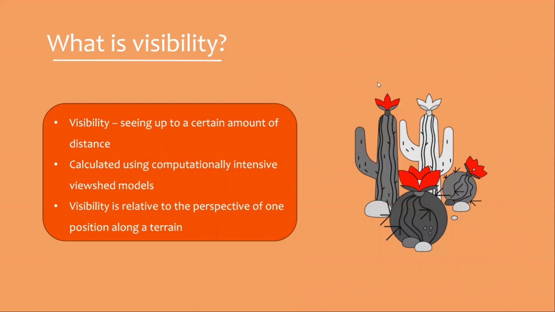Before I continue further into this project, I want to explain what visibility is. Visibility is when you can see up to a certain amount of distance. It is relative to the perspective of one's position along a terrain. It can be calculated using a highly computationally intensive tool called Viewshed. I'll explain what Viewshed is later in this presentation.